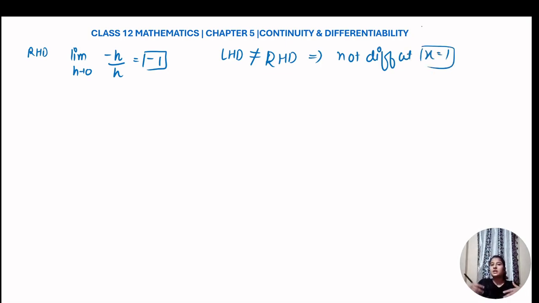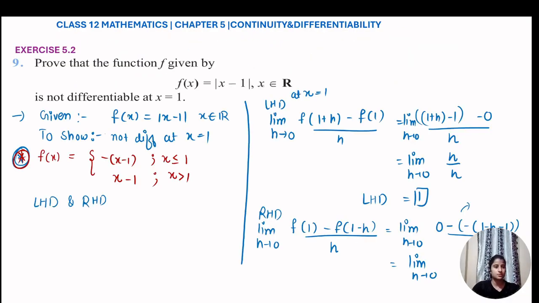We have shown that our left hand derivative and right hand derivative both exist, but they are not equal. Therefore, the function is not differentiable at x equals 1. That's all we have to prove. Now let's move ahead to the next question. It's quite an easy question.